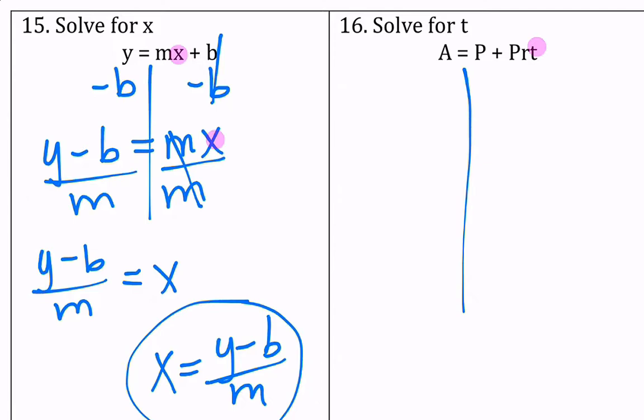Alright, on 16 I want t by itself, so I notice I want to get rid of this p, and I also want to get rid of this pr that's touching it. So since pr is touching it, leave it alone for now, let's get rid of this p.